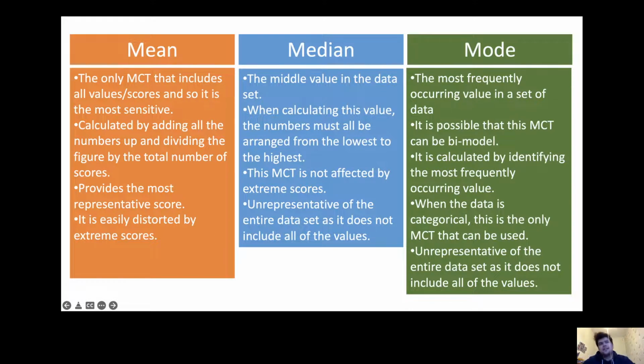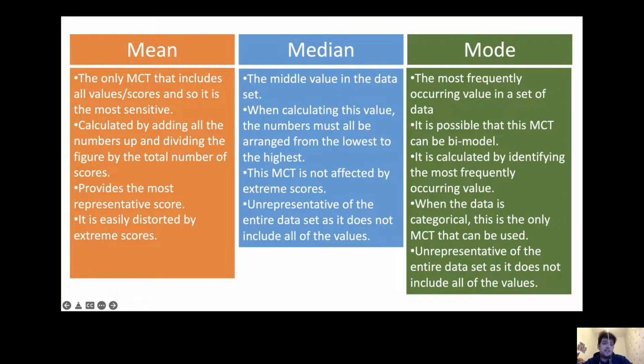When you've got categorical data, so the example I've used previously was people's favorite flavor of crisp. So if you've got cheese and onion, salt and vinegar, ready salted, you can't take the average of those. You can't take the mean. You can't arrange those from smallest to largest to take the median. You can only select the modal score, the modal category. So we use the mode especially with nominal data, categorical data.